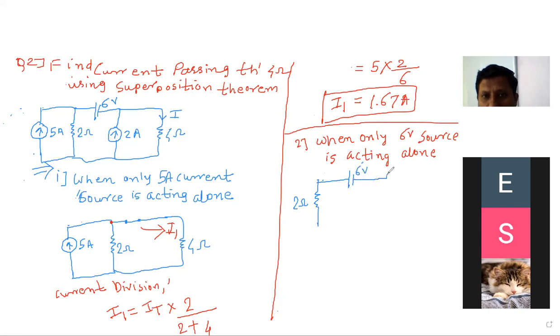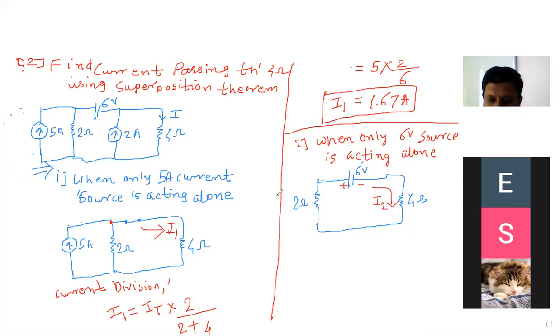The 2 ampere current source is also open, and only the 4 ohm will come. Now, whatever current is flowing through the 2 ohm, 6 volt and 4 ohm, that current is now I2. This is plus minus, already you know. So how to find out the I2 current, anyone?